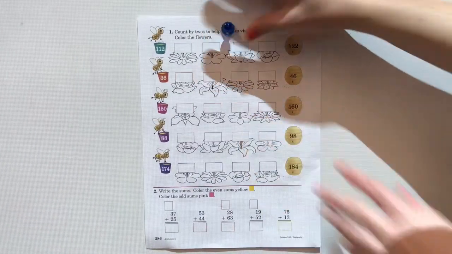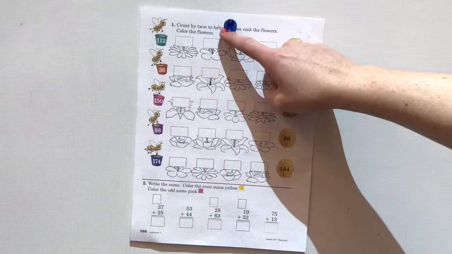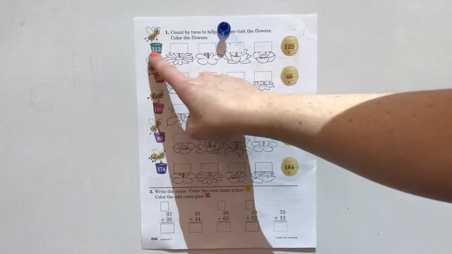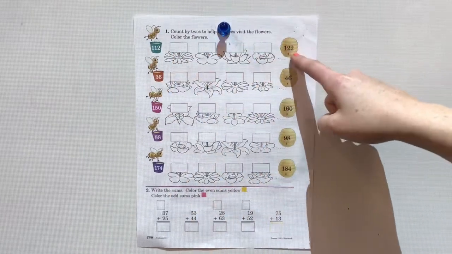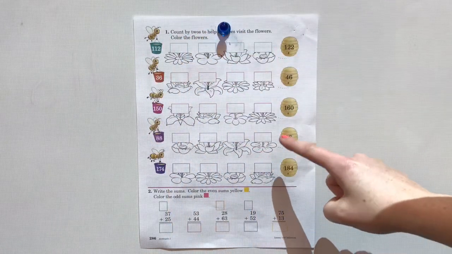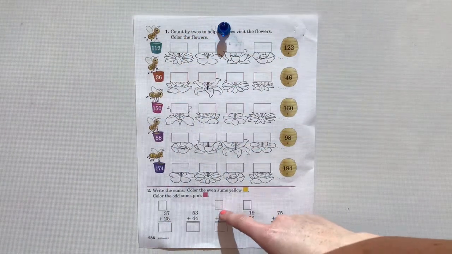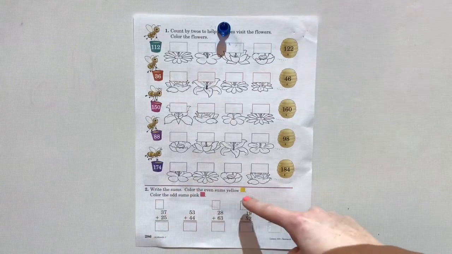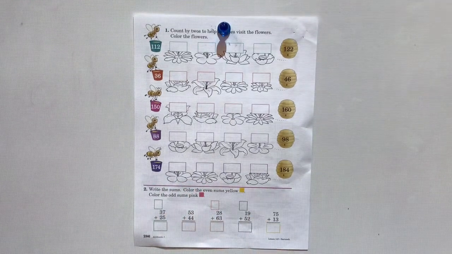Let's look at the back. On the back, you're also going to be counting by twos. You're helping our bee go from flower to flower all the way to the hive. So you're counting by twos along the whole back. And then at the bottom, don't forget to carry that 1 when we're regrouping in our addition today.